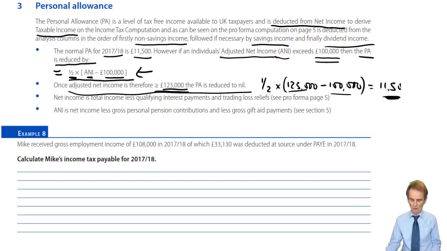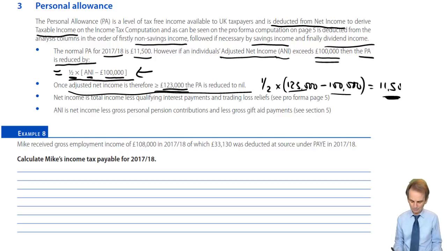It is entirely foregone. Now, of course, what is maybe more likely to find in an exam question, maybe a specific little objective testing question, an OT question there for you, is one where the adjusted net income is something between 100,000 and 123,000. First thing, of course, you've got to do is to calculate that adjusted net income.